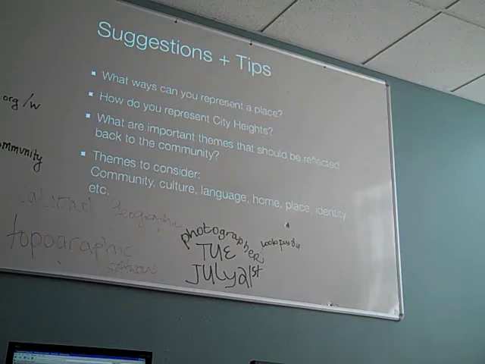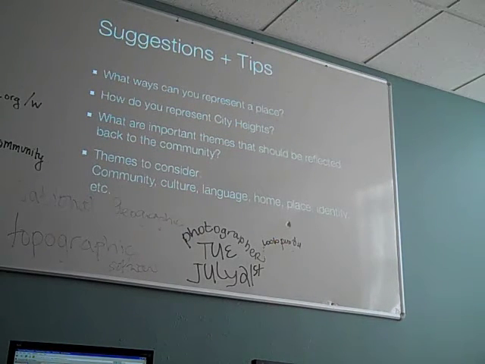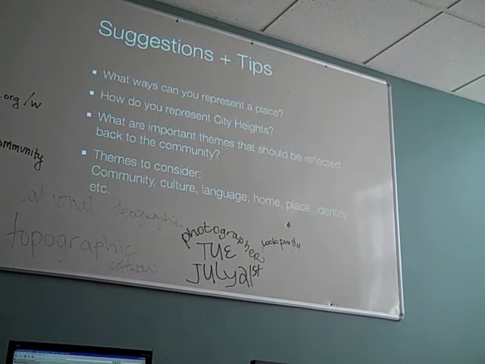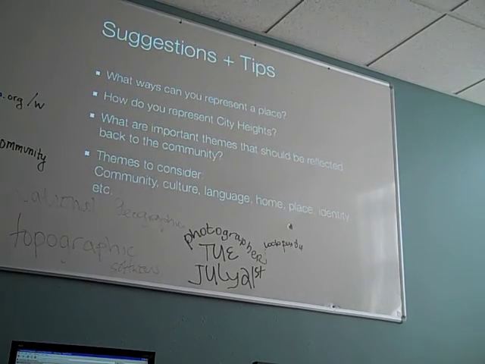And here are more questions, since it's kind of difficult to wrap your head around it. In what ways can you represent a place? How do you represent City Heights? What are important themes that should be reflected back to the community? And more themes to consider are, again, community, culture, language, home, place, identity. These are general things that you can always go back to if you're not sure where to go.